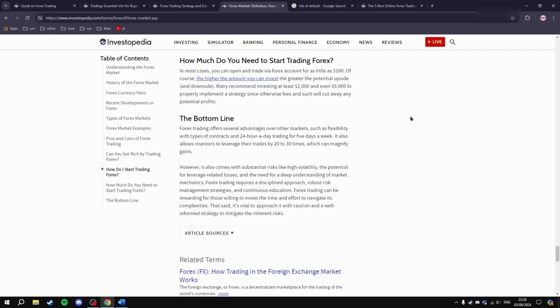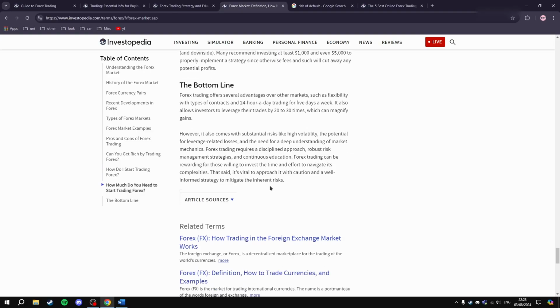How much do you need to start trading Forex? In most cases, you can open and trade via a Forex account for as little as 100 USD. Of course, the higher the amount you can invest, the greater the potential upside and downside. Many recommend investing at least 1,000 and even 5,000 to properly implement strategy, since otherwise fees and such will cut away any potential profits.